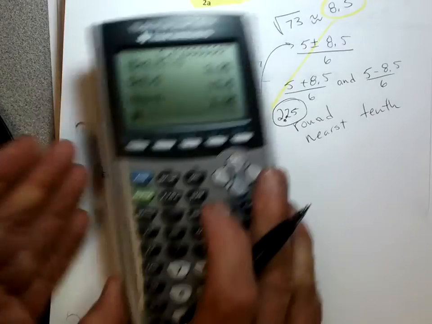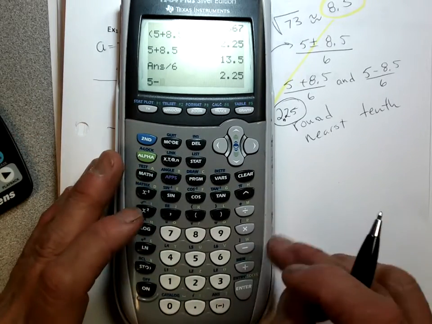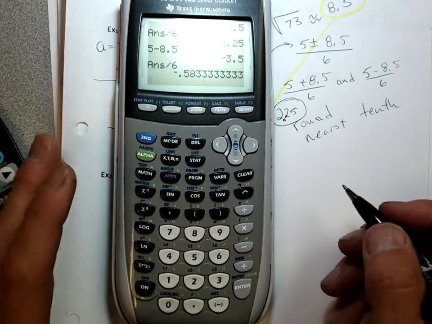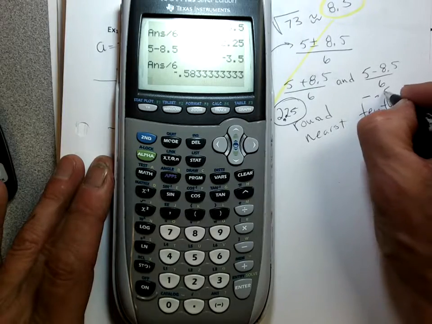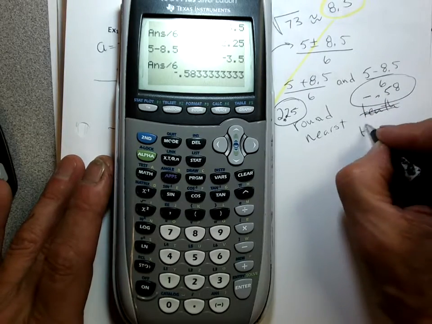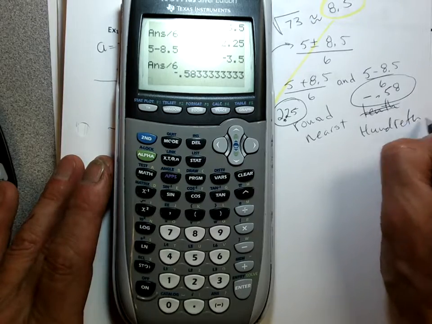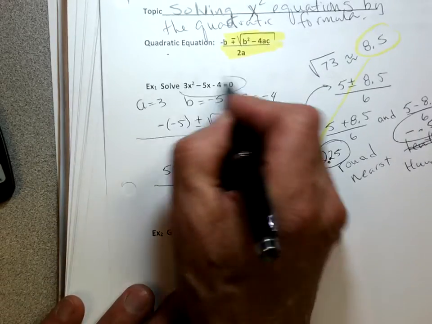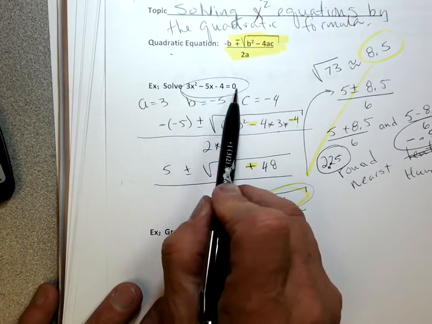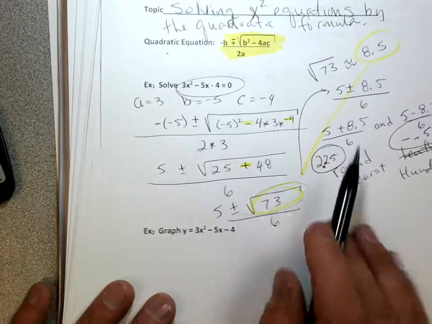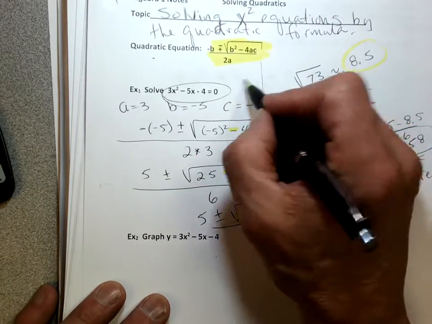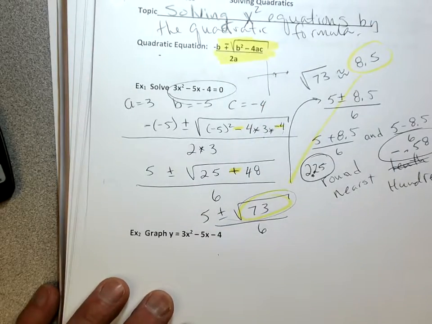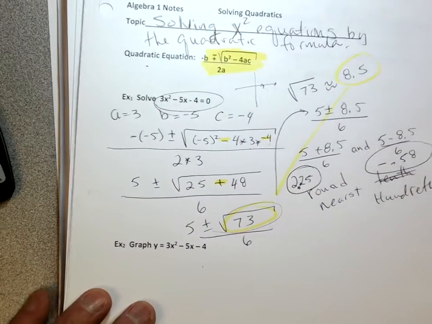So the other answer is just the 5 subtract 8.5, enter, divided by 6, negative 0.58. We'll go to the nearest hundredth. Okay, so it's not hard. What were we solving for? Great. So we found the x values that will make this 0. We also found, if we were to graph it, we found the x-intercepts, right? You can just trace it down, or you can do the actual order.